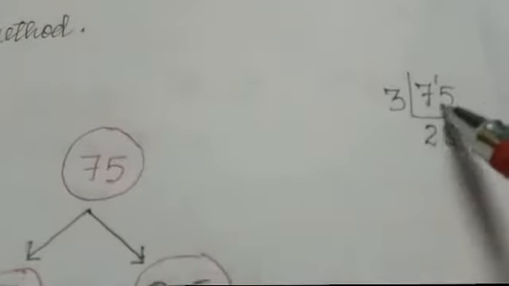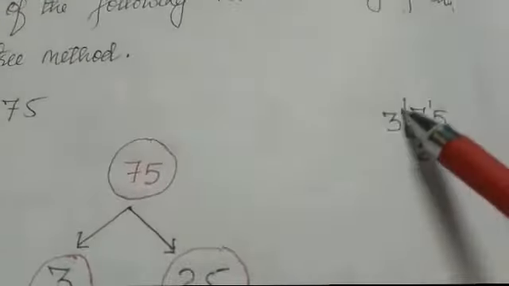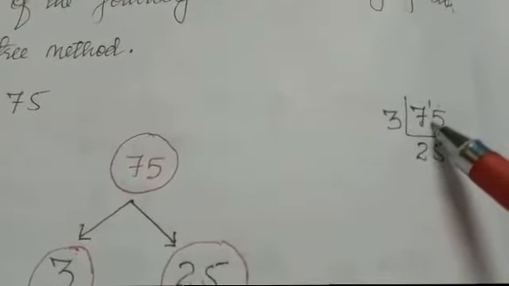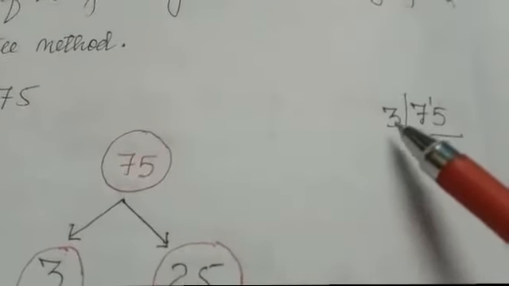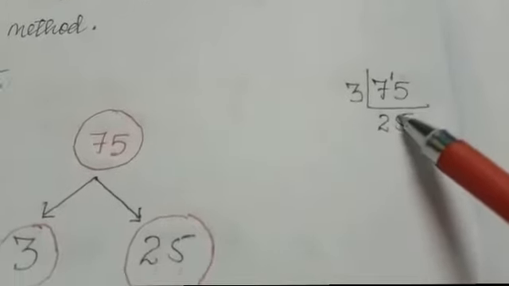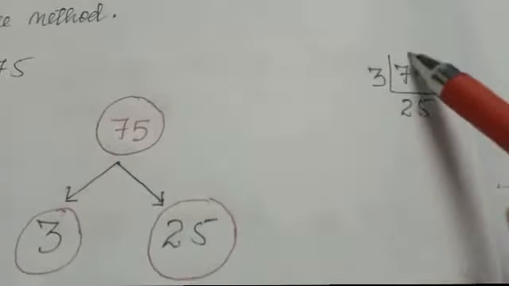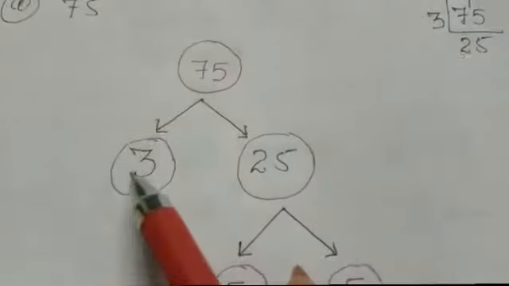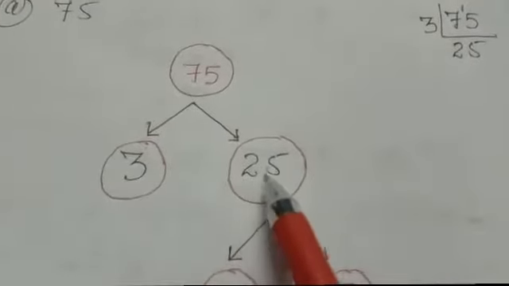Here I will divide 75. 75 is an odd number, so we cannot divide it by 2. So we'll start from 3. 3 2s are 6, then 3 5s are 15. So 3 25s are 75. Prime number we will write this side, 3 into 25.